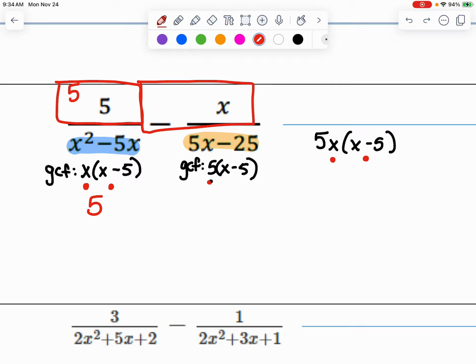This second fraction has a 5 and an x minus 5. So here I can change colors. It has a 5 and an x minus 5. Therefore, it's missing an x.